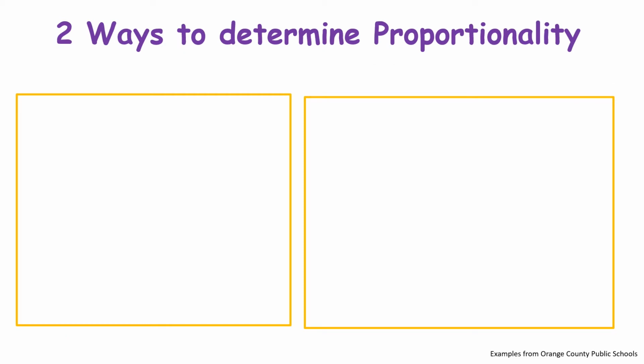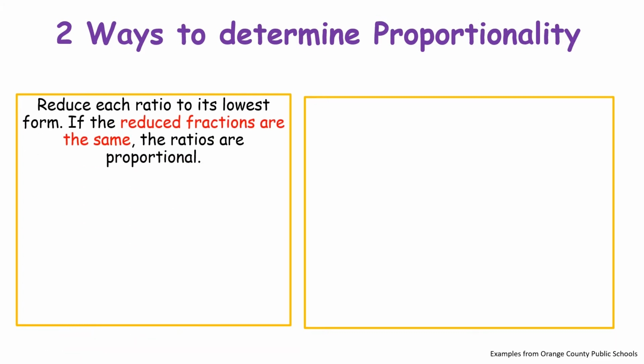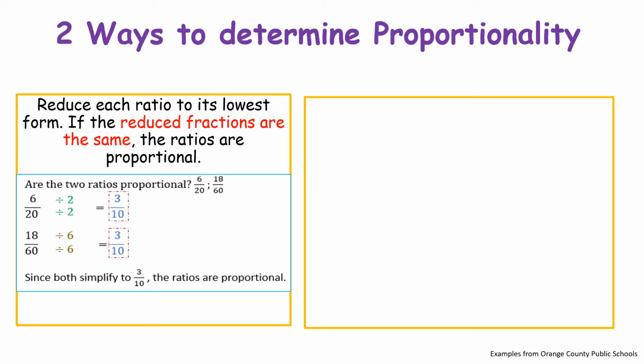So how do we determine if the ratios are proportional? Well, there are two ways you can do that. The first way is to reduce each ratio, or each fraction, to the lowest form. If the reduced fractions are the same, then the ratios are proportional. We have an example right here. If you have two ratios of 6 over 20 and 18 over 60, both reduce to 3/10. Since they simplify to the same fraction, those ratios are in fact proportional. So that is one way that you can determine proportionality.